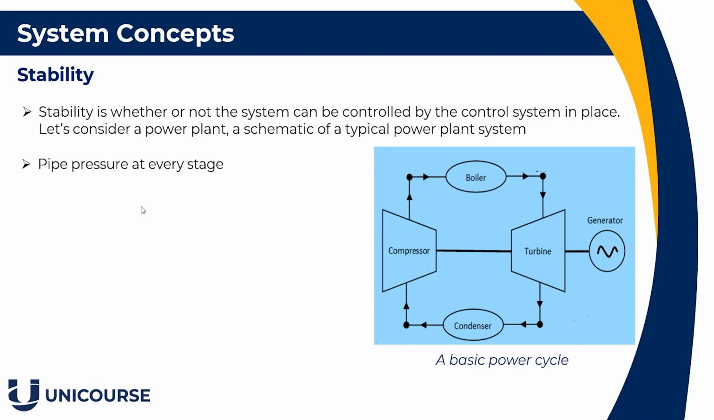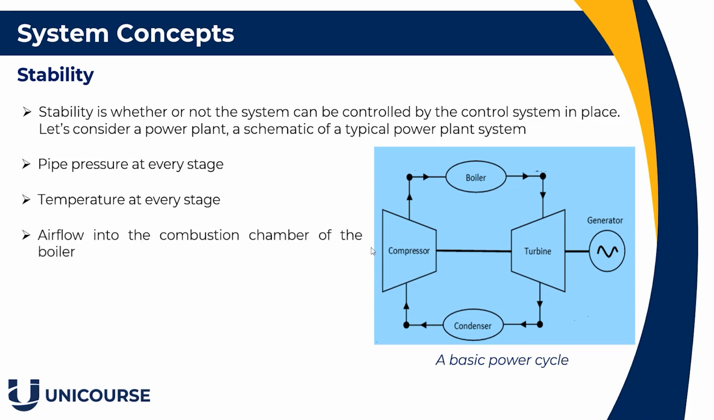So we have the various pressures of the pipes, of the heating systems and the condenser. Of course the pressure has to be kept constant. Temperature at every stage needs to be monitored. And of course airflow into the combustion chamber of the boilers. So there'll be quite a lot of sensors around the system like this, keeping an eye on things to make sure that we get this constant output from the turbine.